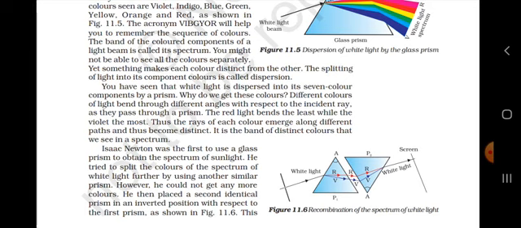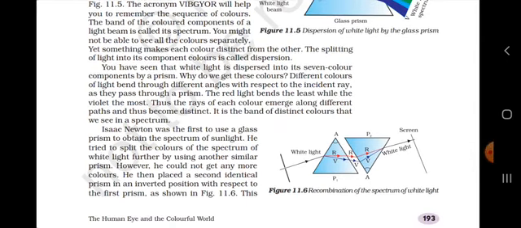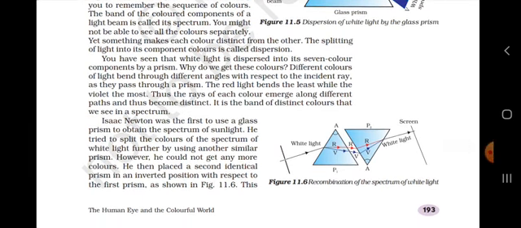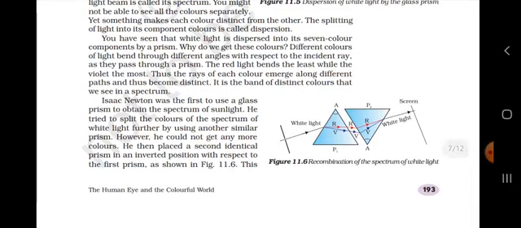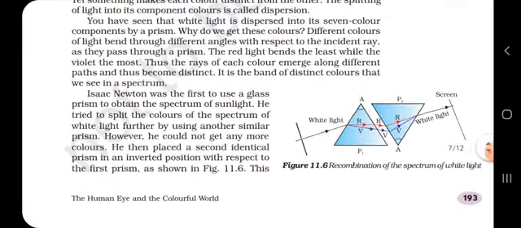No matter how many prisms he kept, only 7 colors were produced, and he came to the conclusion that there are only 7 colors: violet, indigo, blue, green, yellow, orange and red. So he made another experiment, known as the recombination of the spectrum of white light. Newton tried to split the colors by using another similar prism, but he could not get any more colors.